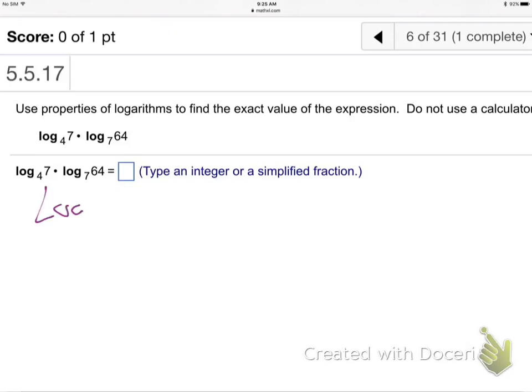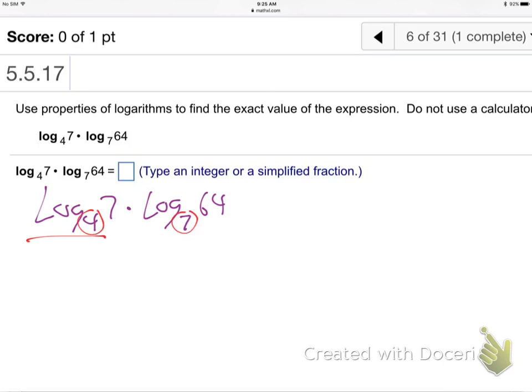Okay. So log base 4 of 7 times log base 7 of 64. What do you think about that thing? Any thoughts? Can I use one of those properties? No way. How do I know right away that this problem is not going to be solved by any of those 3 properties we just looked at? Good job. Bases are different. See, that's log base 4, and that's log base 7.